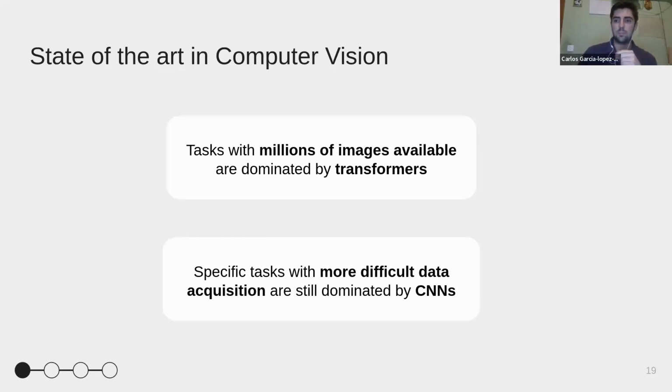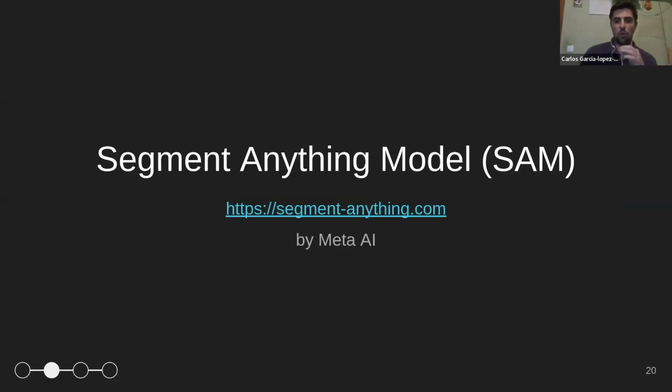So again, I know that I'm repeating myself, but I'd like to get this message straight. In order to get transformers to perform well, we need millions of images. So if you want to tackle an image processing problem with your own data, it might be better to use CNNs. However, there are people who have huge amounts of data, such as Facebook or Meta, which can create really good models that can work for almost anything.